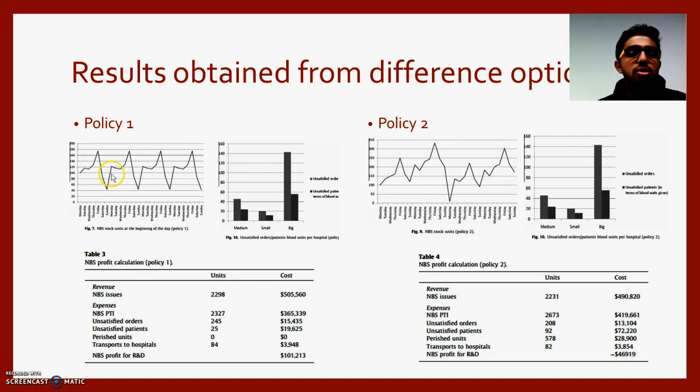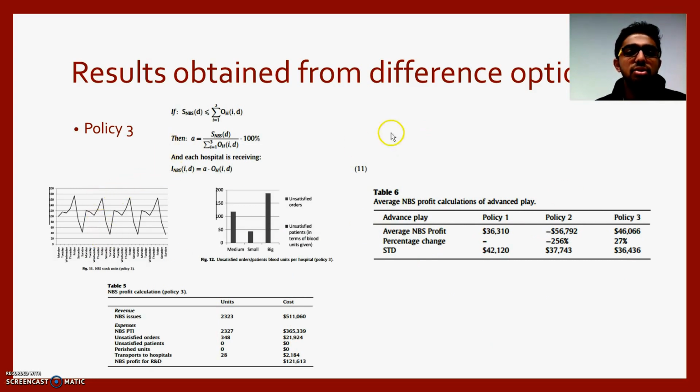So policy 1, due to the same demand and supply, is going to give you a completely similar trend in the storage and outdation of the products throughout, but it still has a lot of unsatisfied orders. Over here, policy 2, you'll have a varying outdation period, as well as high unsatisfied orders. And policy 3 associates one more factor of the collective allocation, which is represented by A. But it has a similar trend and no unsatisfied orders, but unsatisfied patients in terms of blood units given.